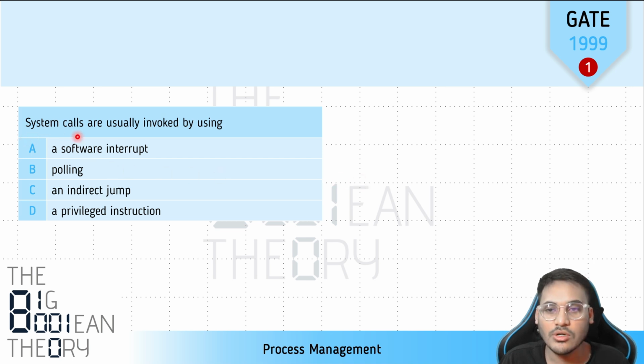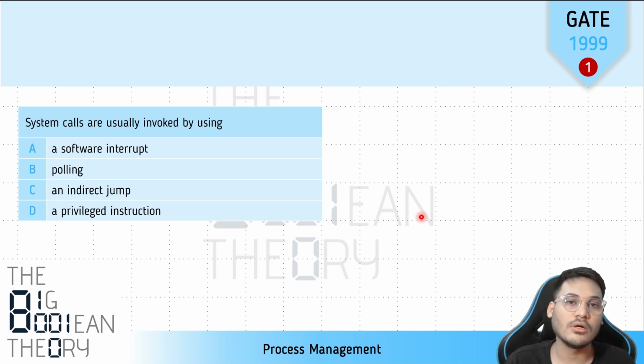And the question goes something like this. The question is: system calls are usually invoked by using, and then your options are a software interrupt, polling, an indirect jump, or a privileged instruction. Right. So let us go over the options and see which is the correct answer. So let us see the first option, that is a software interrupt, right?